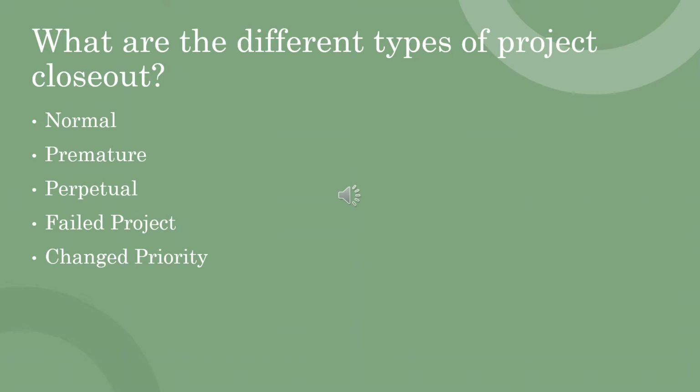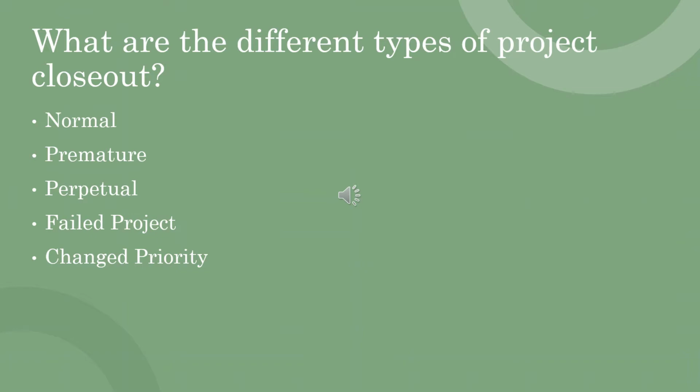There are many different types of project closeouts, including normal, premature, perpetual, failed project, and change priority. The final two types on this slide are self-explanatory, with a failed project being one that does not work out, and a change priority closeout being when the priorities of the organization or customer change.